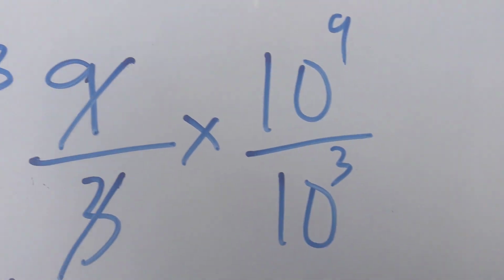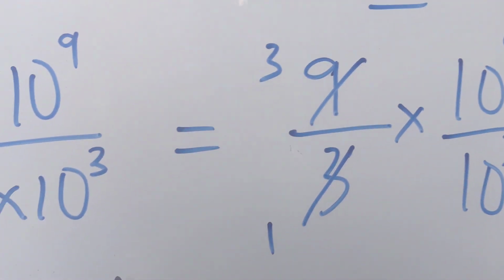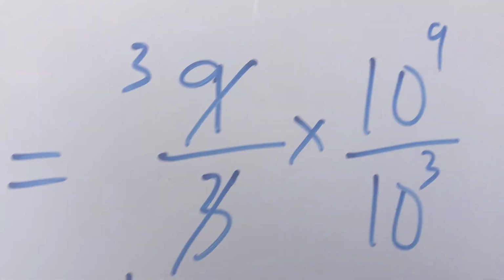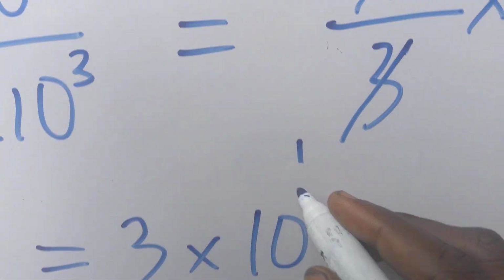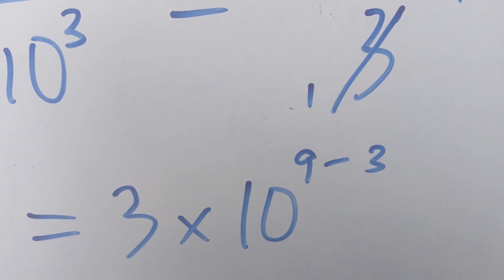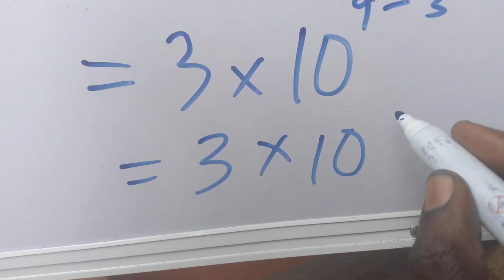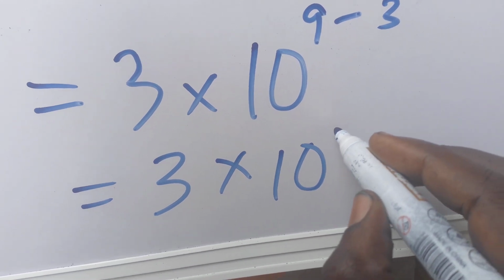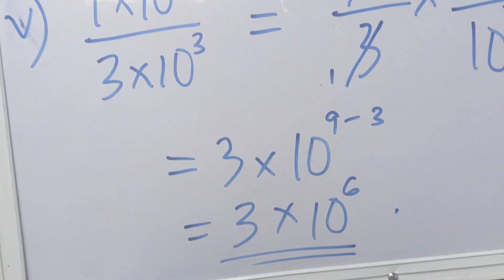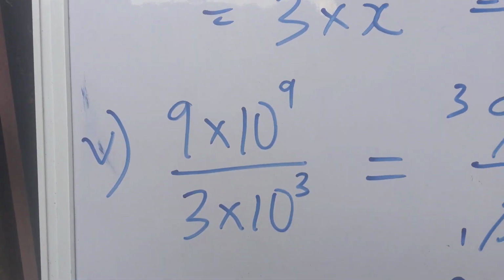I'll apply the division law of indices here, and that will give us 3 times 10 raised to power, subtracting 3 from 9, that is 9 minus 3, and 9 minus 3 is equal to 6. So you have 3 times 10 raised to power 6. Final answer.